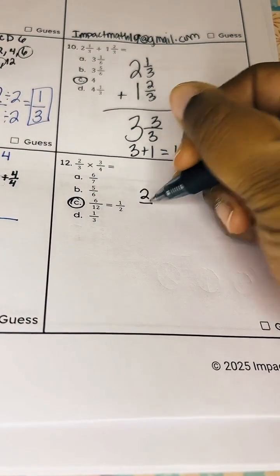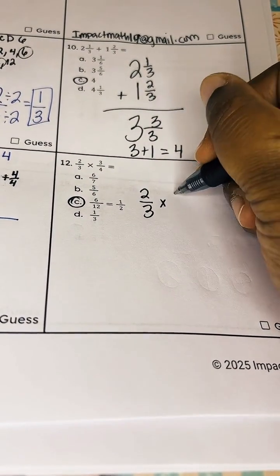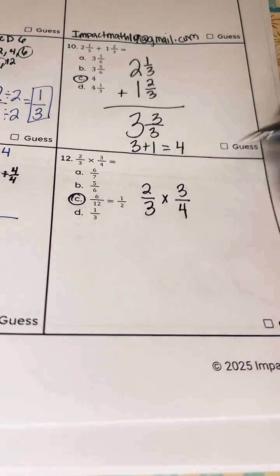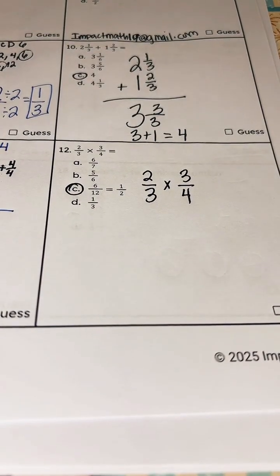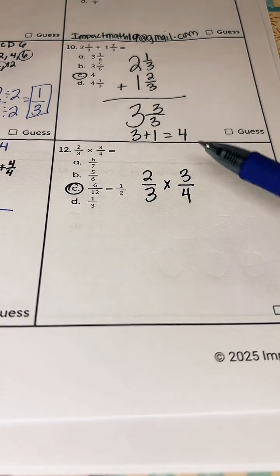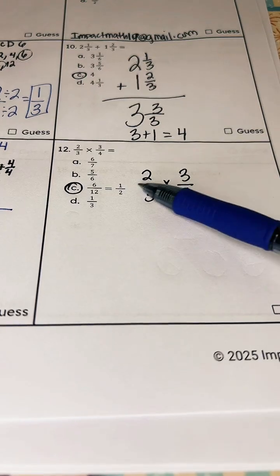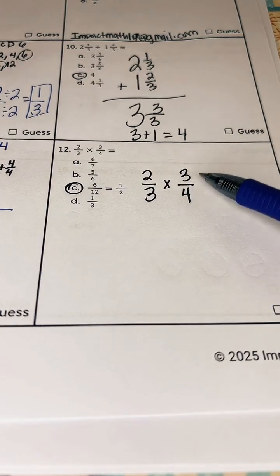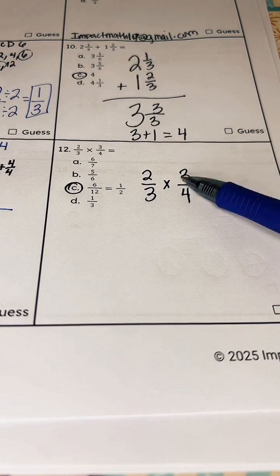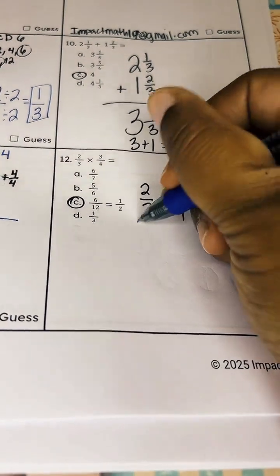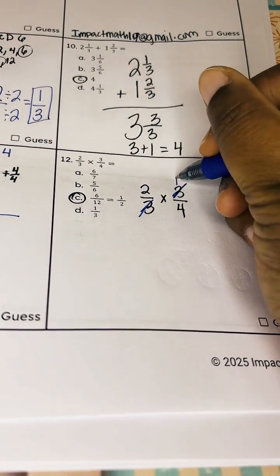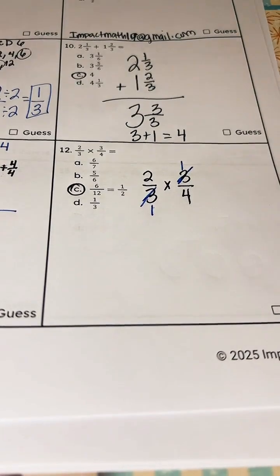Okay, so 2/3. Now, Miss Taylor is always going to tell you to cross cancel if you can. What does cross cancel mean? What that means is I'm looking at whether 3 can divide into 3. Remember, this is a division bar, you guys. Whenever you see this fraction bar, that means division. Can 3 divide by 3? Well, yes. 3 goes into 3 one time.